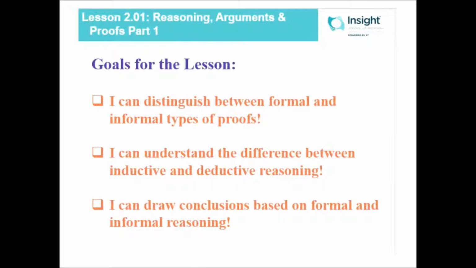Oh, that's right. Today we are going to take a look at the first part of the lesson involving reasoning arguments and proofs. So we're going to try to distinguish between formal and informal types of proofs, which we'll talk about in just a moment. You want to understand the difference between inductive and deductive reasoning, and you want to draw some conclusions based on formal and informal reasoning. Okay, so in order to really get into the meat of the lesson here, I'm going to turn my camera off and you all can come with me on the journey.